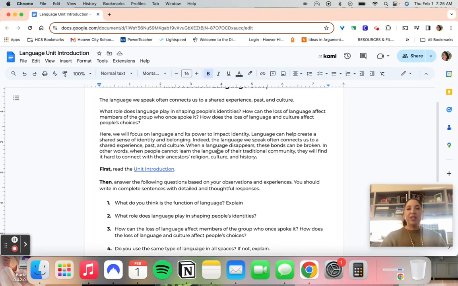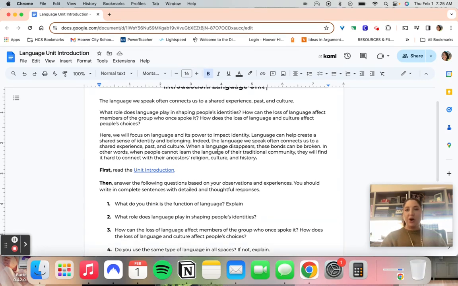So you're going to see at the top of this page, it's really going to just walk you through this idea of why language is important and why we want to focus on it. So let's read through this together really quickly.